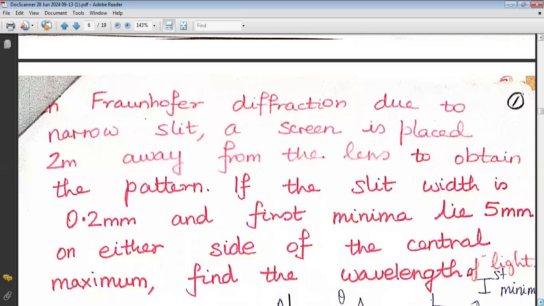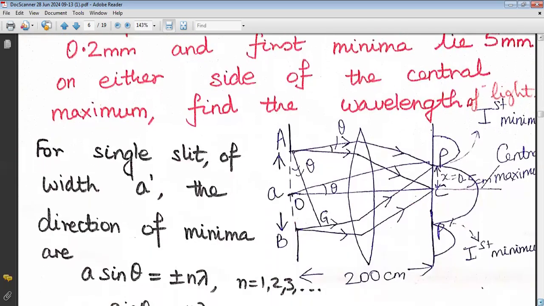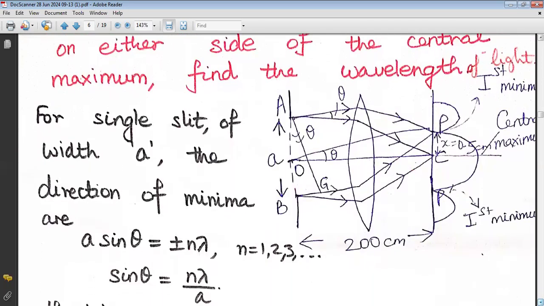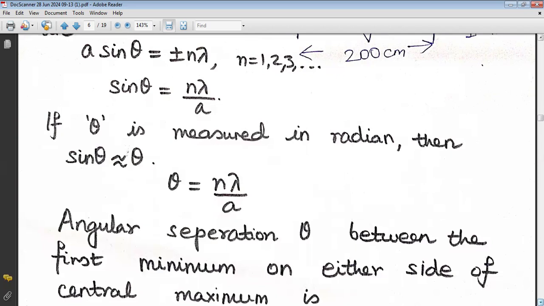In Fraunhofer diffraction due to narrow slit, a screen is placed 2 meter away from the lens to obtain pattern. If the slit width is 0.2 mm and first minima lies 5 millimeter on either side, find the wavelength of light used. So here in this diagram, you can see central maxima, first minima, angle, slit width. So a sine theta is plus minus n lambda. You put sine theta as n lambda by a. If theta is measured in radians, then for small values, sine theta tends to theta. So theta becomes equal to n lambda upon a.